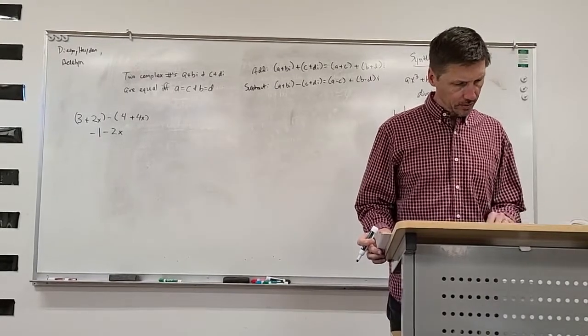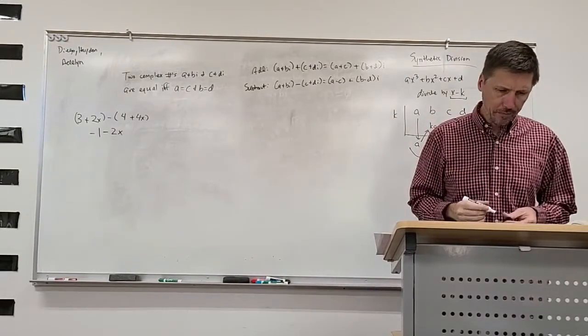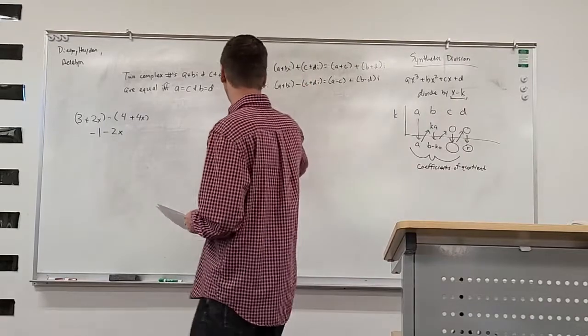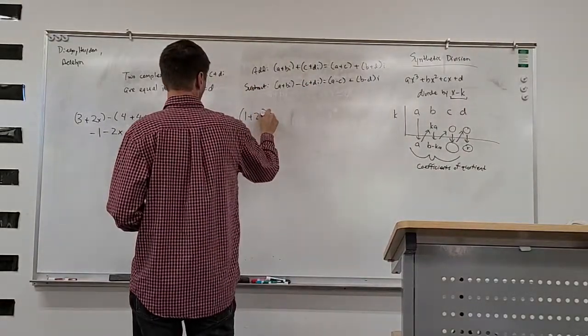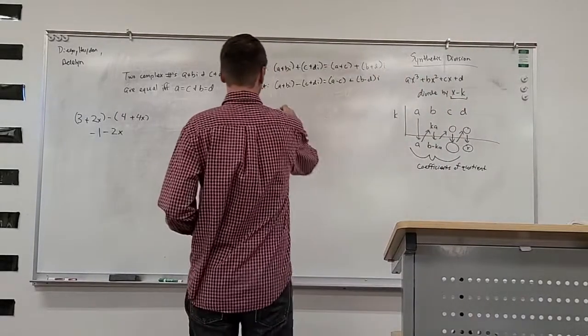So let's see, there's some examples. Like I said, we could do B and C just to make sure you understood. So if we do 1 plus 2i minus 4 plus 2i.